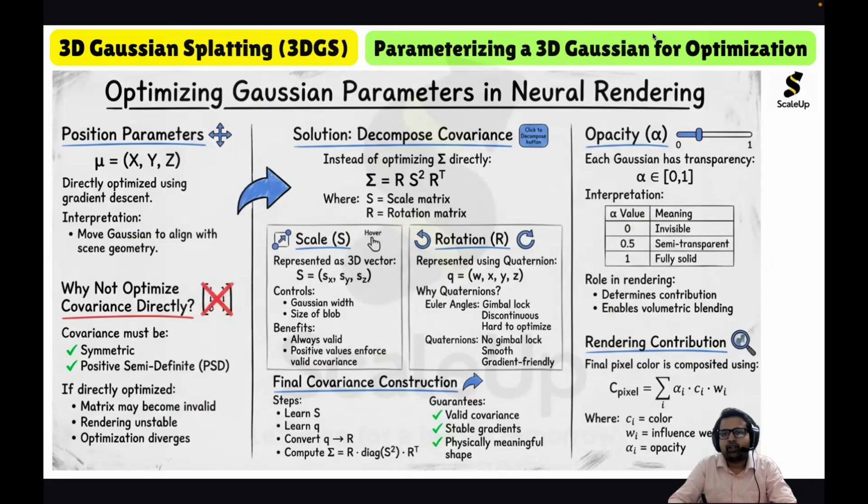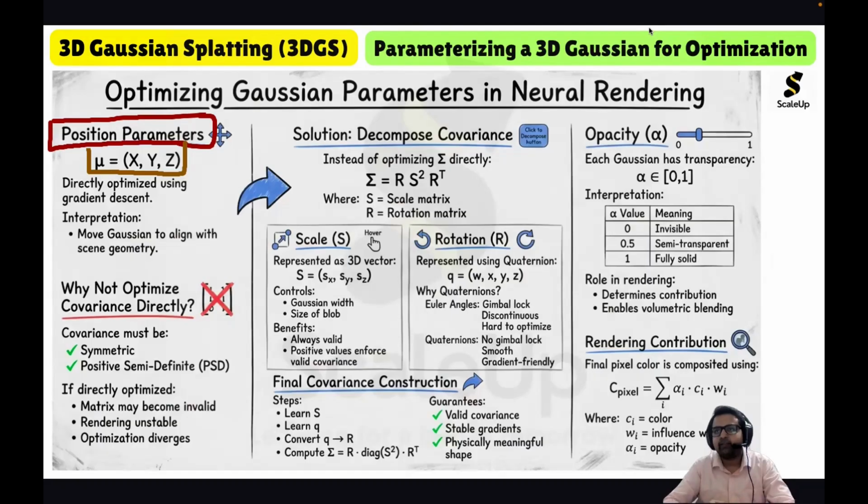If we talk about the parameters, we already saw that we have the position parameter, which is the center of the 3D Gaussian. So this is the position parameter mu xyz. It is the center of the 3D Gaussian. Now we have to optimize it. Now what is the meaning of optimization here?